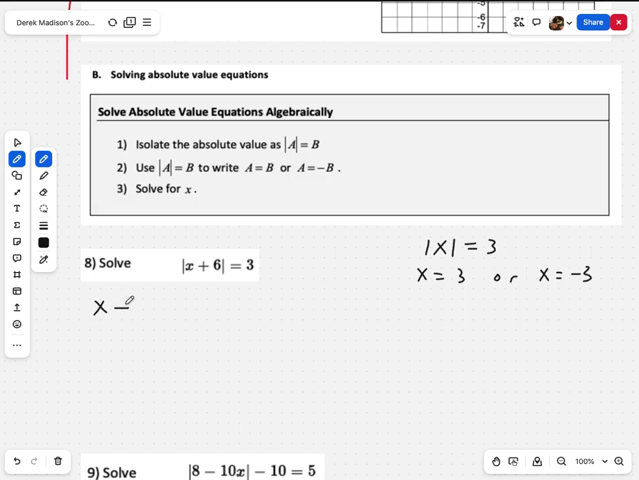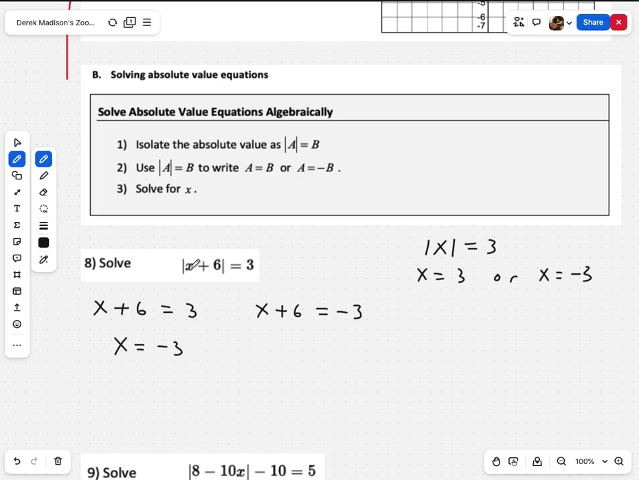So we just say x plus 6, I either need to figure out what makes that come out to 3, or with x plus 6, what do I put in for that x so that it comes out to negative 3, because either of those options would, when I take the absolute value, make it equal to 3. So for this one, we'll subtract the 6 over, and x equals negative 3.